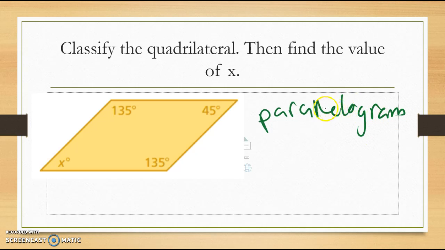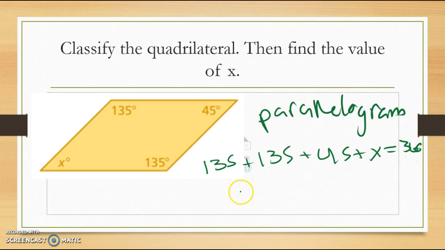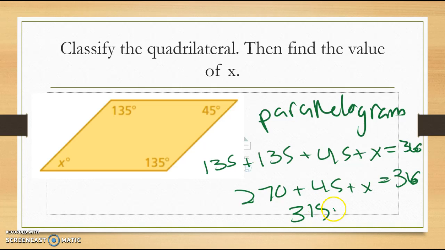And then we need to look for the value of x. So remember, the inside angle measures of a quadrilateral add up to 360. So we have 135 plus 135 plus 45 plus x equals 360. 270 plus 45 plus x equals 360. And then we have 315 plus x equals 360. So x would be equal to 45 degrees.